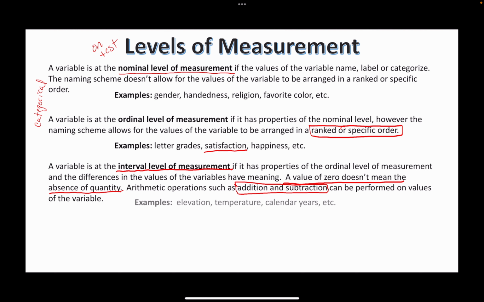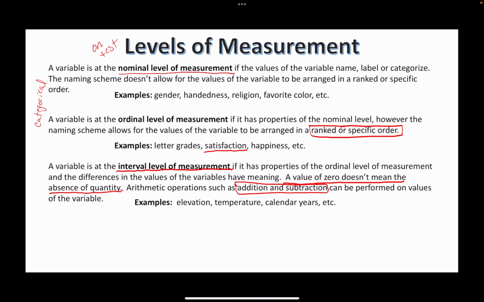Let me give you some examples. Elevation. A 0 elevation doesn't mean that there's no elevation at all. It just means you are at sea level, because you can have a negative elevation where you're below sea level. And same thing, think about the math. I'm not going to say that the elevation of that mountain is twice as high as the elevation of the other mountain. It just doesn't really make sense.